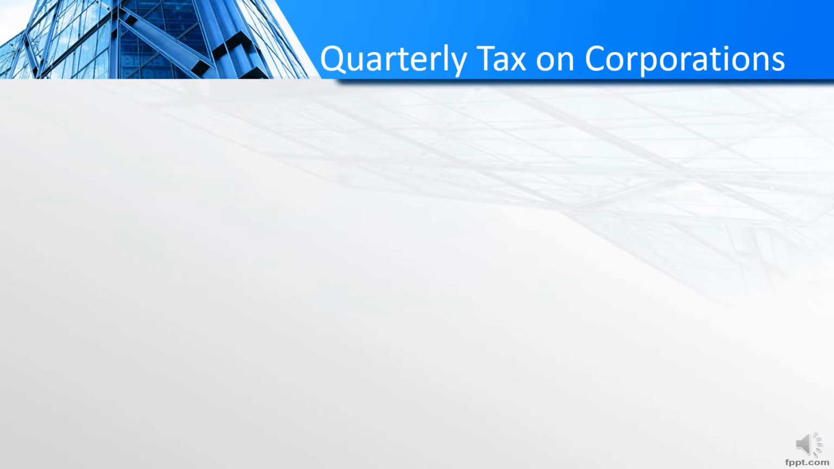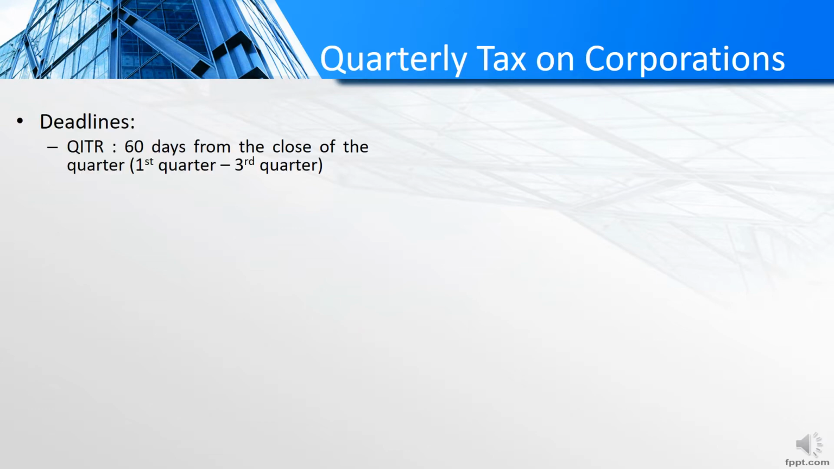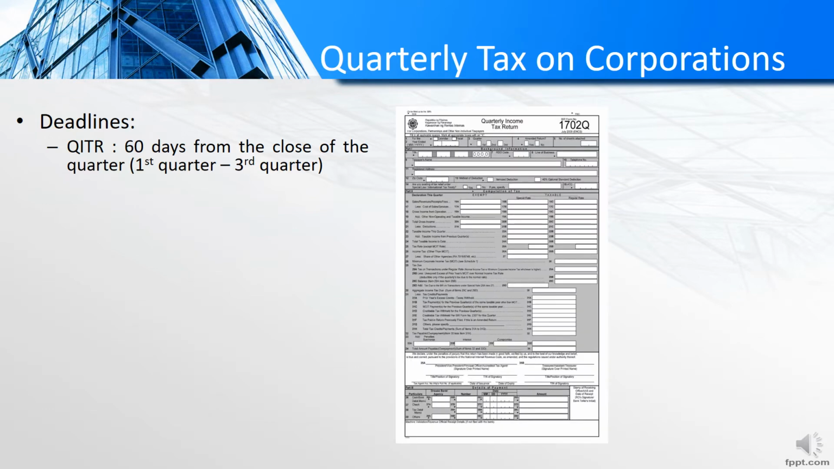For our next lesson, we are going to discuss quarterly tax on corporations. Domestic corporations file quarterly and annual income tax returns. Within 60 days after the end of each of the first 3 quarters of the year, a corporation files an income tax return, that is for the first quarter up to the 3rd quarter, through the 1702Q form.